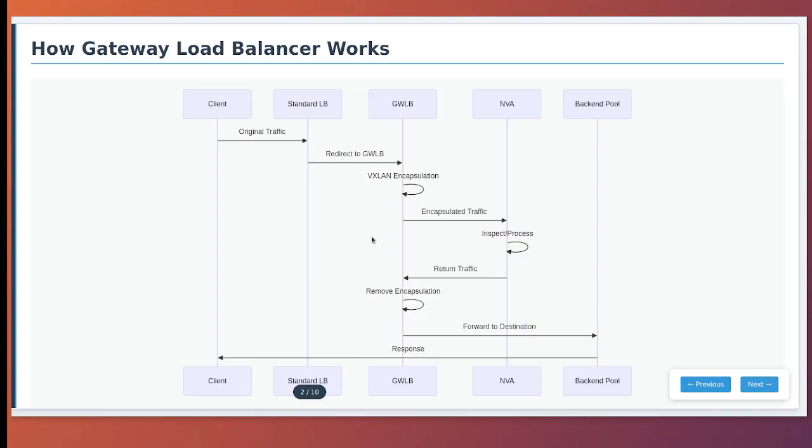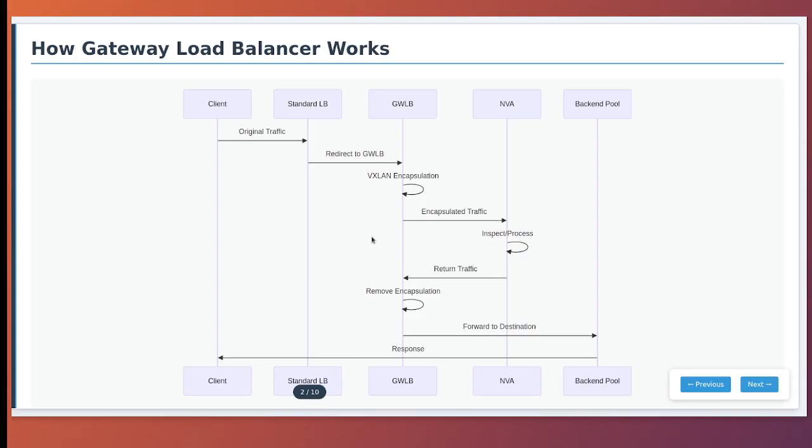Now, if you are not familiar with VXLAN, it stands for Virtual Extensible LAN, and it is a network virtualization technology that encapsulates Layer 2 Ethernet frames within Layer 4 UDP packets. This allows the GWLB to preserve the original packet information while routing it through your network virtual appliances.